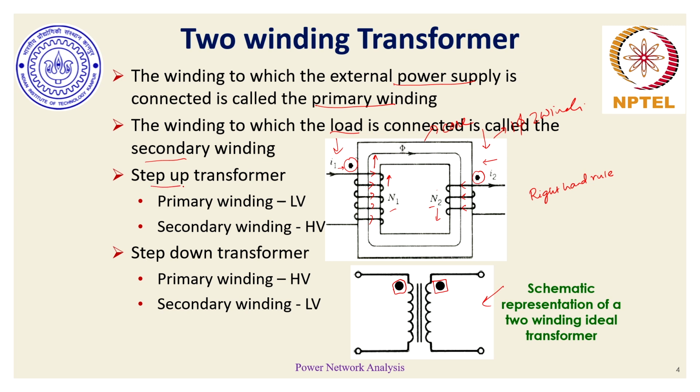A step up transformer steps up low voltage to high voltage, so the primary winding is LV, or low voltage, on step up. Similarly, a step down transformer steps down high voltage to low voltage, so the primary winding in step down refers to the high voltage winding.